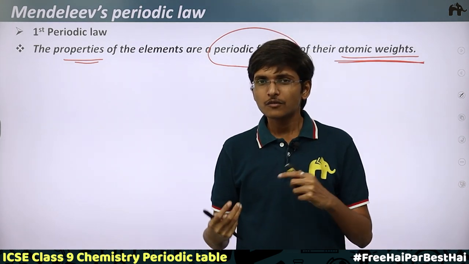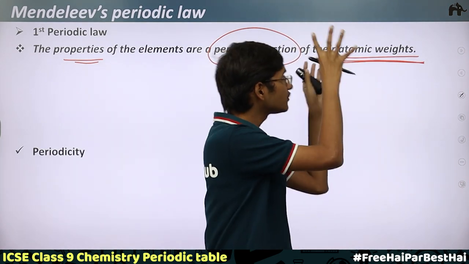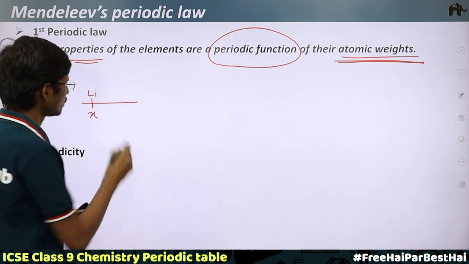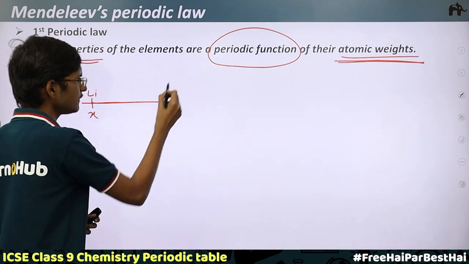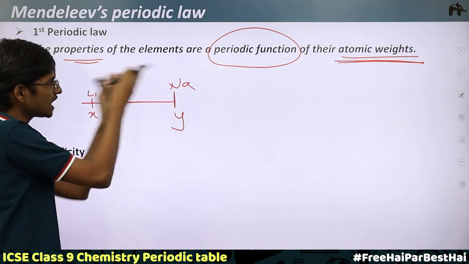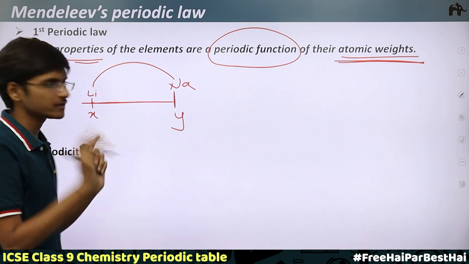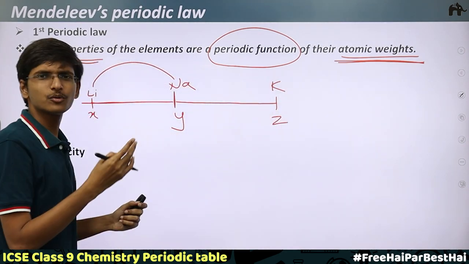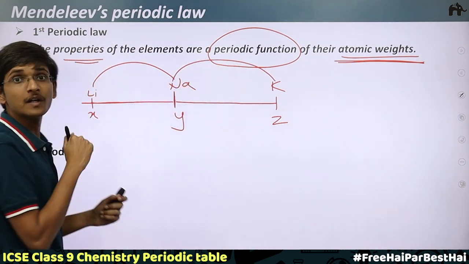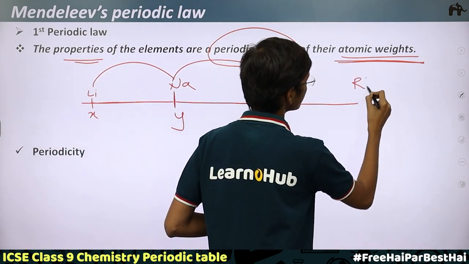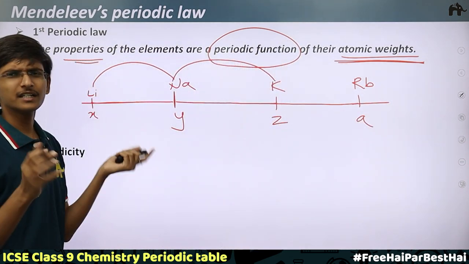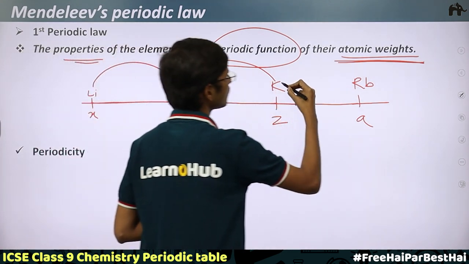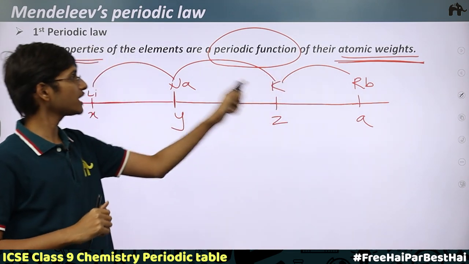What Mendeleev observed was that after a particular interval of atomic weights, suppose I have lithium, and suppose its atomic weight is X. After a particular interval of atomic weight, I found sodium, whose atomic weight is Y, but it has almost the same properties as lithium. Then again, after a particular interval, I found potassium, whose atomic weight was Z, and it also had similar properties to sodium and lithium. Then again I found rubidium, whose atomic mass I suppose is A. So after that interval from potassium, rubidium comes and it also has the same properties as potassium, sodium and lithium.